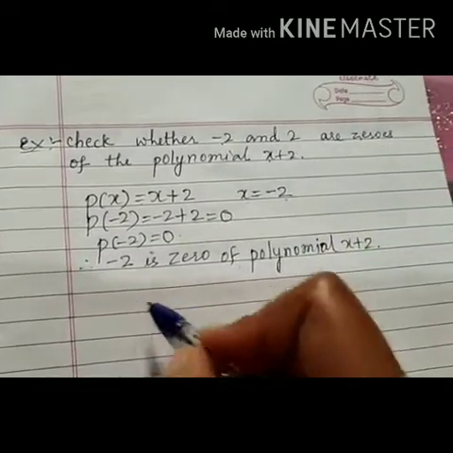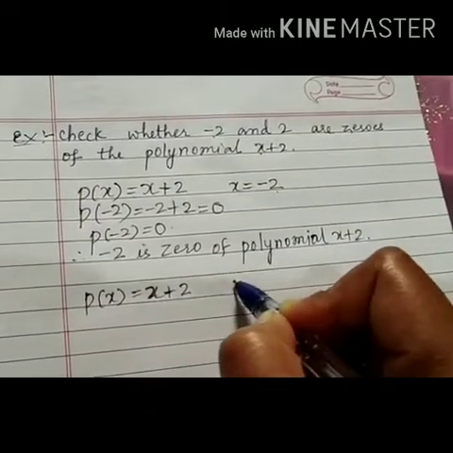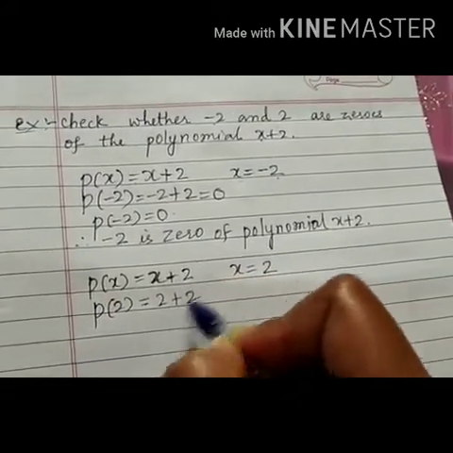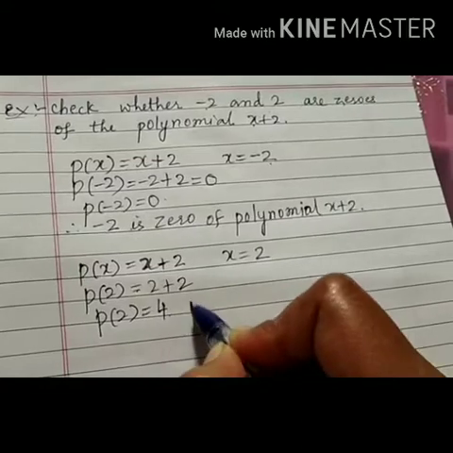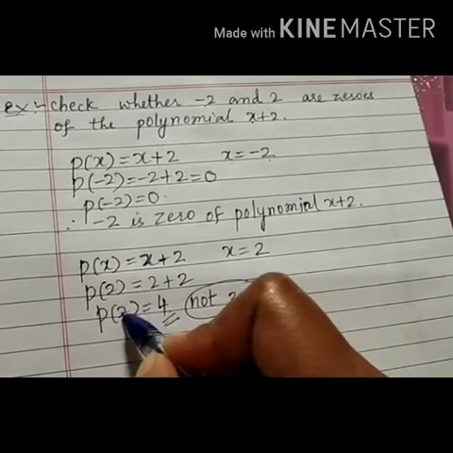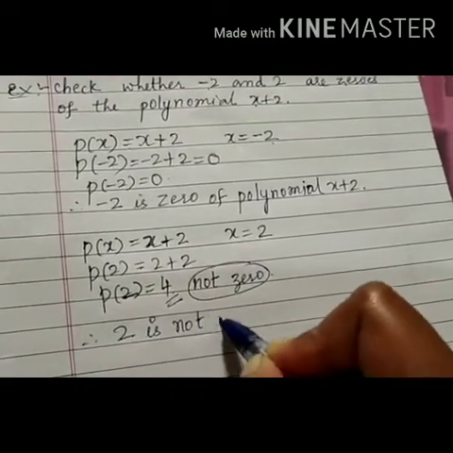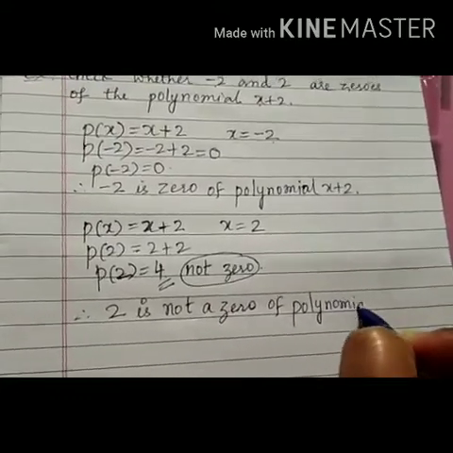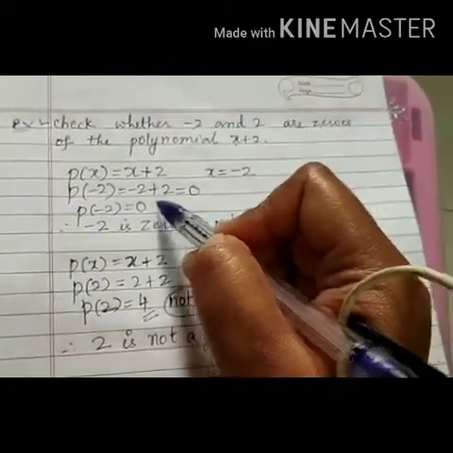Okay, now let's check with x is equal to 2. Substituting, P of 2 is equal to 2 plus 2, we will be getting here P of 2 is equal to 4. Here this is not 0, isn't it? The answer is not 0, so we cannot say that 2 is the 0 of the polynomial. Therefore we should write 2 is not a 0 of polynomial x plus 2. So here out of minus 2 and 2, only minus 2 is the 0 of the given polynomial.